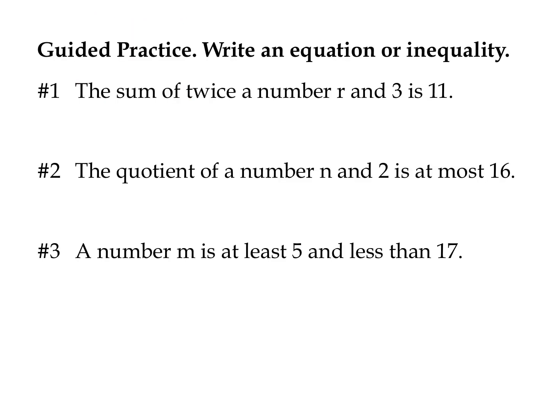Now let's practice writing some equations or inequalities. The first problem says the sum of twice a number r and 3 is 11. So what I'm going to tell you to do here that I think helps simplify things is look for the word that's indicating where the equal sign or inequality sign would be. So it's going to be right here. Okay, right? The is. So that's my equal sign. So let's put an equal sign there. On this right side is 11.